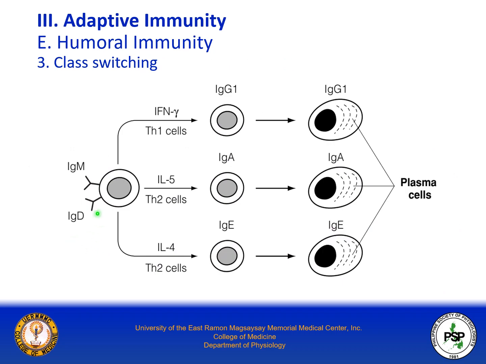B cells expressing IgM and IgD on their surfaces are capable of switching to other classes. This isotype or class switching requires stimulation of the B cell by T helper cells, and it also requires the cytokines produced by the T helper cells. The T helper cells influence the constant region gene to which class switching occurs. So as you can see here, they are switched to become IgG, IgA, and IgE.